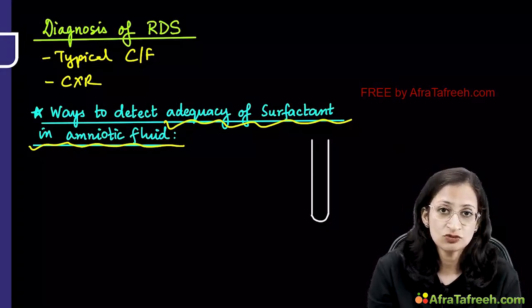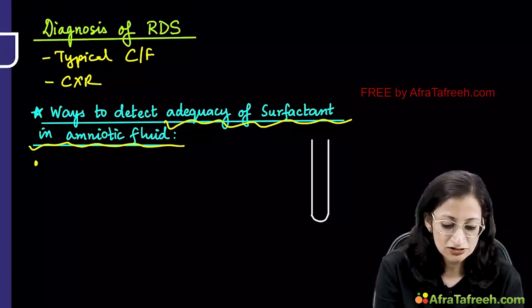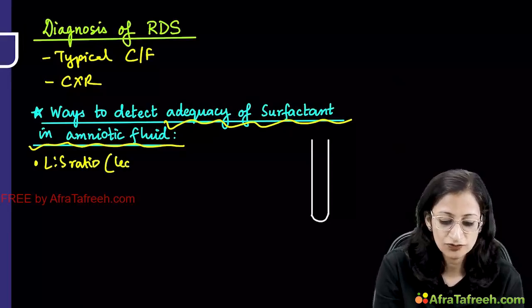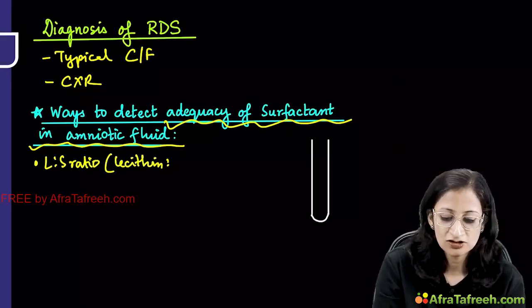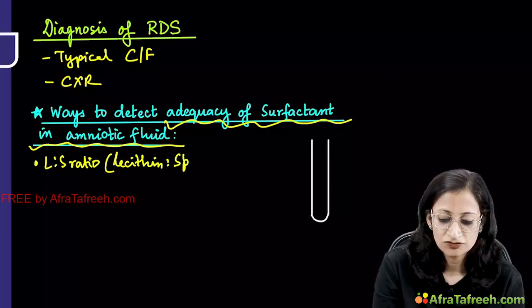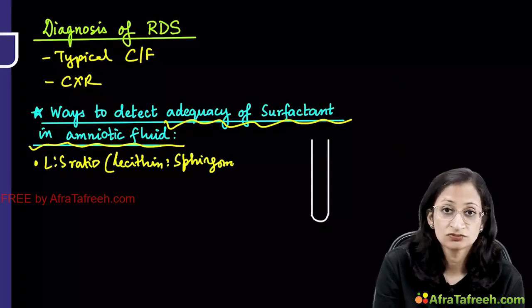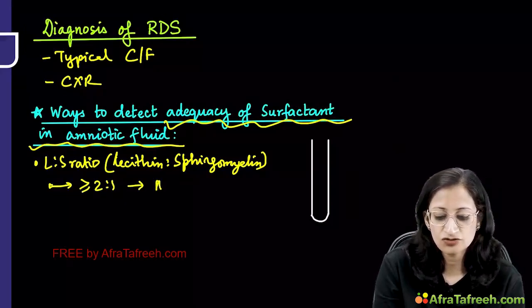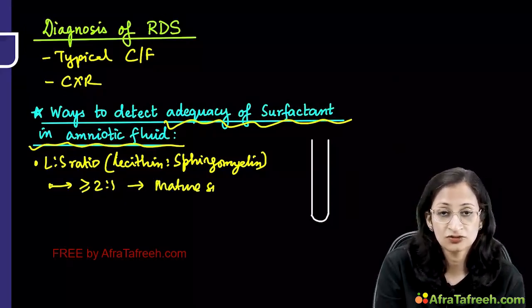In the amniotic fluid, we can do something known as the LS ratio, or lecithin to sphingomyelin ratio. If this LS ratio is greater than or equal to 2:1, then it indicates the presence of mature surfactant.